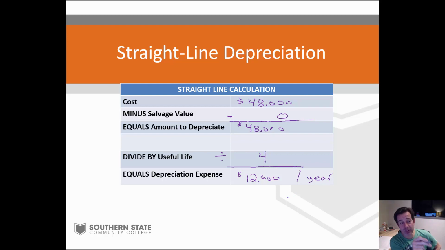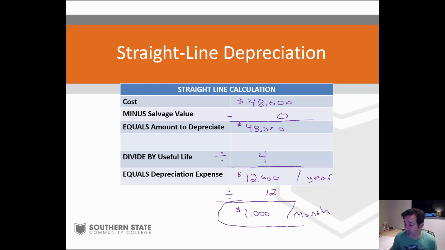Now, if I were going to do it monthly, I wanted to make my entry every month at the end of the month, which is what we're going to do, well, I just divide that by 12, right? 12 months in a year. Take that annual amount, divide it by 12. We get $1,000 a month. So that's my magic number. Every month at the end of the month, I'm going to make an adjusting entry to book $1,000 of depreciation on that equipment. So that's the background.